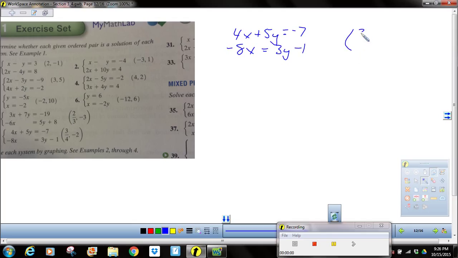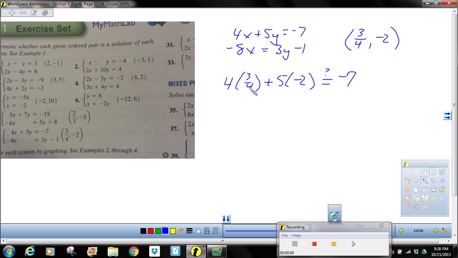Alright, these are not both standard form. This one is, but that one's not. Doesn't really matter when we're plugging these in to see if they're true. We just need an equation. 4 times 3/4 plus 5 times -2.